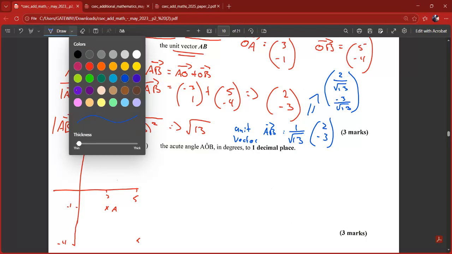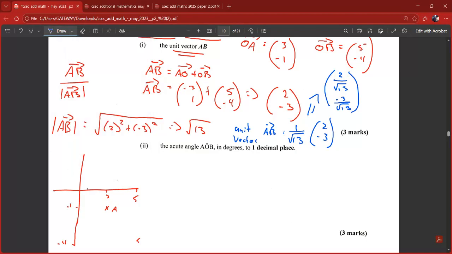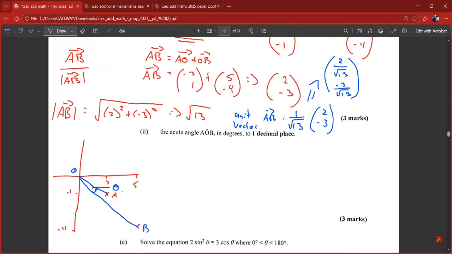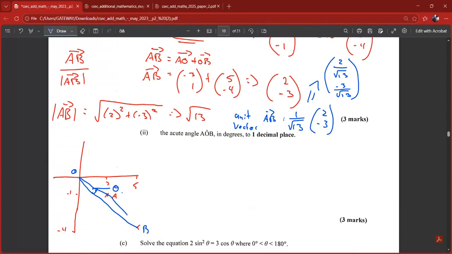Let me draw the vectors there now. Just a little sketch of it. So here is O. So here is B. Here is A. They want to know this angle here, which is theta. And you can even connect A and B like that, right? So you want to find the angle at O there because it's AOB.